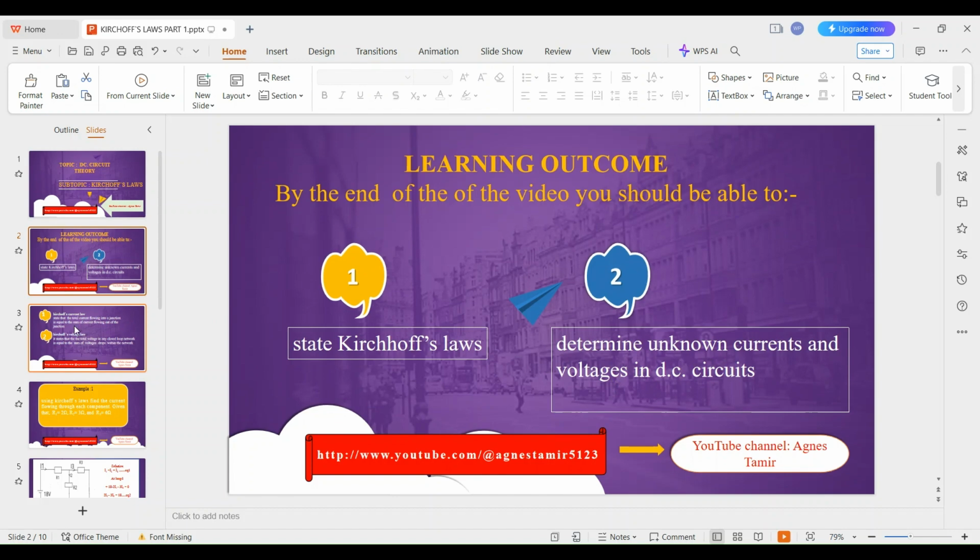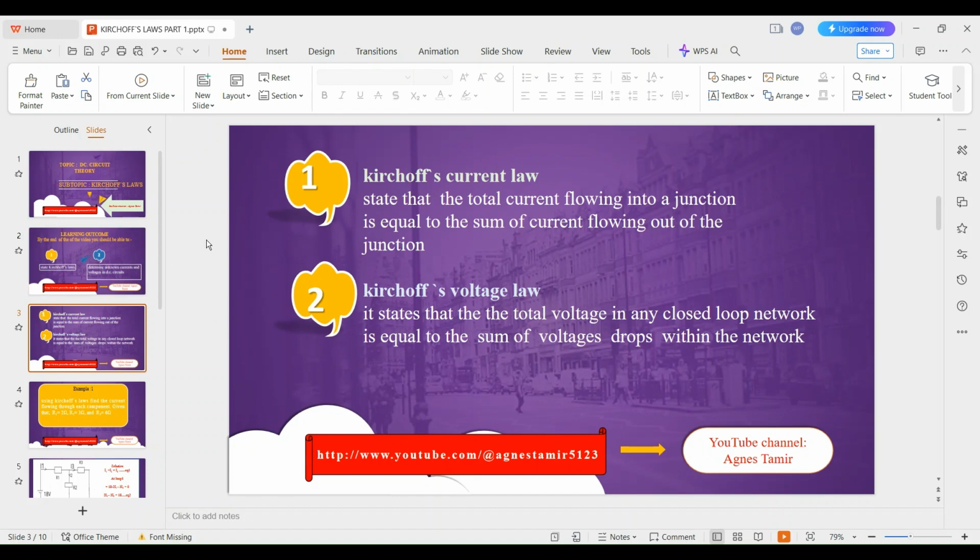Let's start by working on learning outcome number 1, which is stating Kirchhoff's laws. We shall start with Kirchhoff's current law, and it states that the total current flowing into a junction is equal to the sum of current flowing out of the junction.